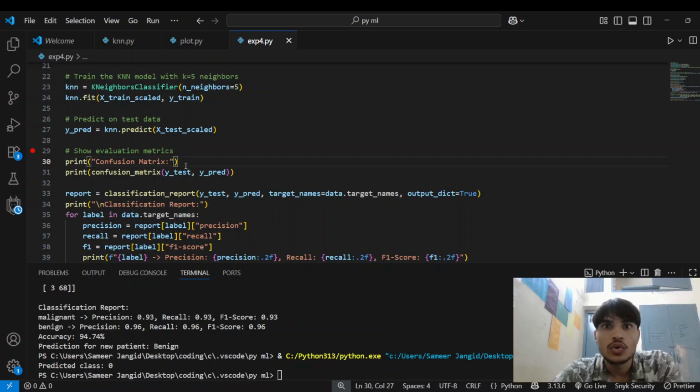Then we have the confusion matrix. The confusion matrix is a tool which tells us whether the predicted value or output is correct or incorrect. It has a particular structure. In binary classification there are only two classes, so in its structure there are four terms: true positive, true negative, false positive and false negative.